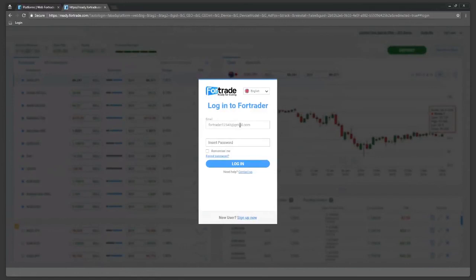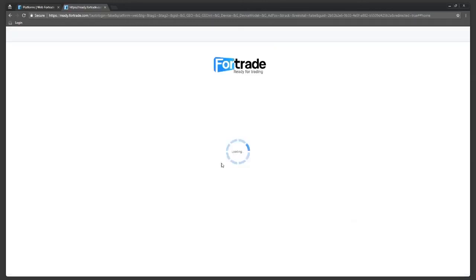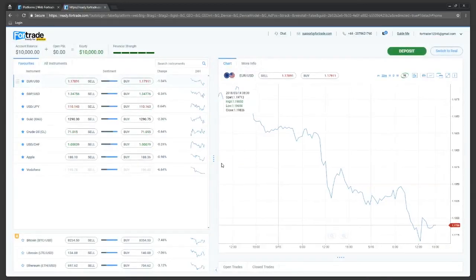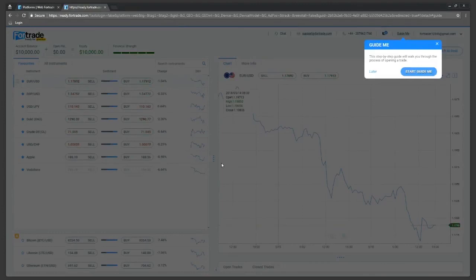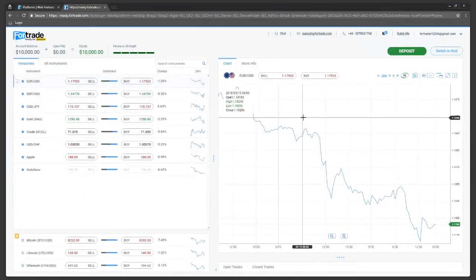So as you can see, I've already put my email address here. I'll just type in the password. I should say that if you have any problems accessing Web4Trader, just call your account manager and they'll give you a step-by-step guide. Right. So I've entered the details. Now we're logged in. We can actually see the 4Trader platform. Once I get rid of this message here.